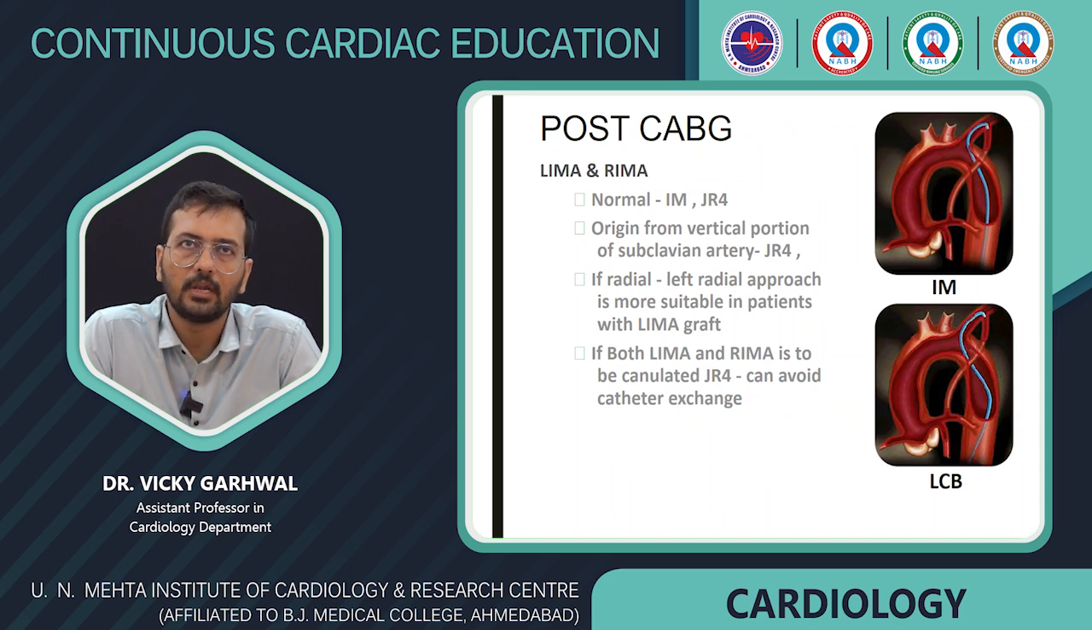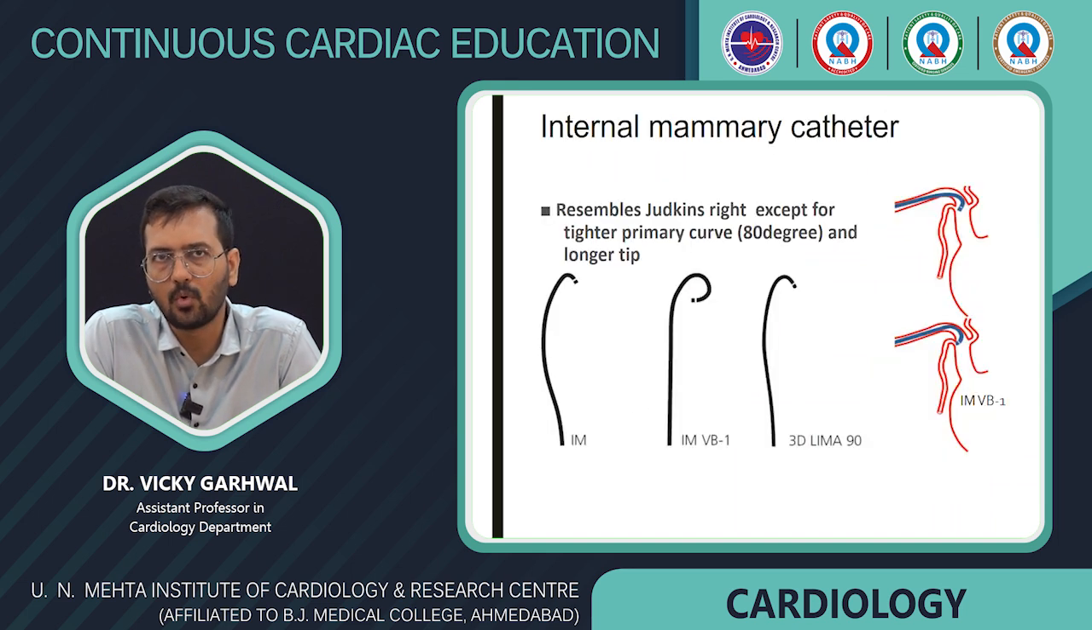For the Lima, with normal origin of the Lima, we can use JR4 or internal mammary catheters. If the Lima origin is from the vertical portion of the subclavian artery, then JR4. Left radial approach is more suitable in patients with Lima grafts, as we can easily engage the Lima artery. If both Limas are to be cannulated, then JR4 can avoid catheter exchange and can be used for both.